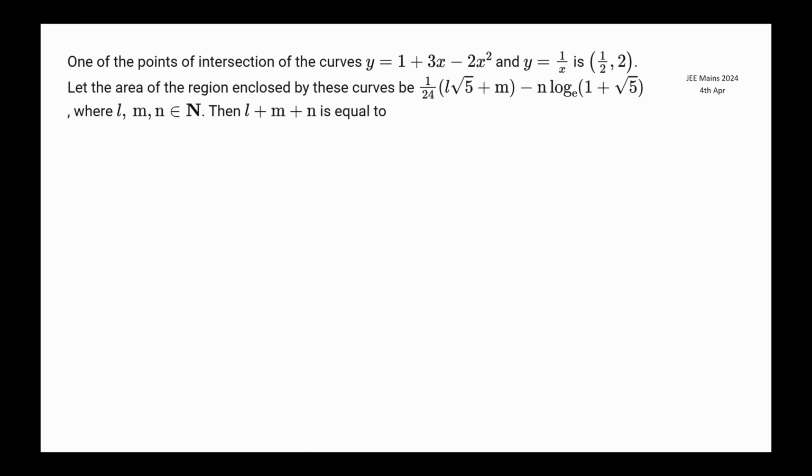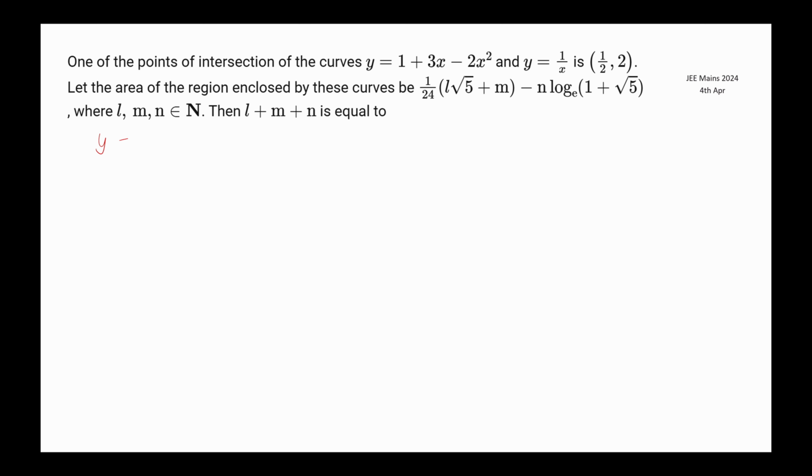One of the points of intersection of the curves is given. A quadratic equation has been given to us, and y equals 1 by x, our rectangular hyperbola. So they've given us one point of intersection. Let the area enclosed by these curves be this. So basically we have to find out the area enclosed between these two curves.